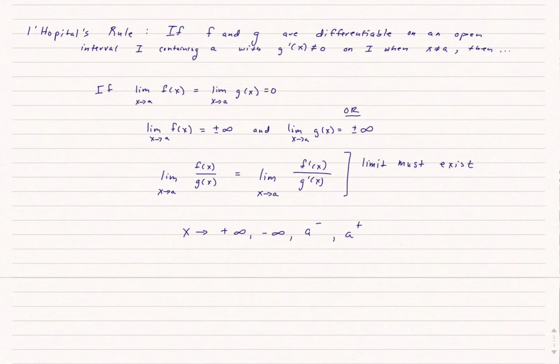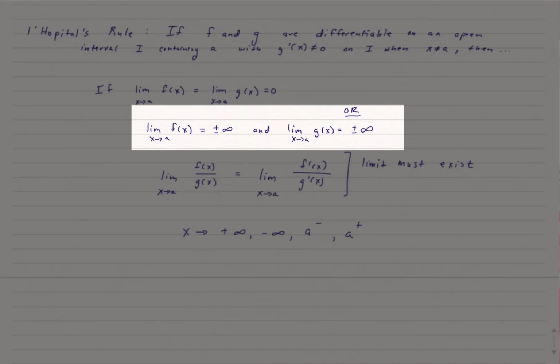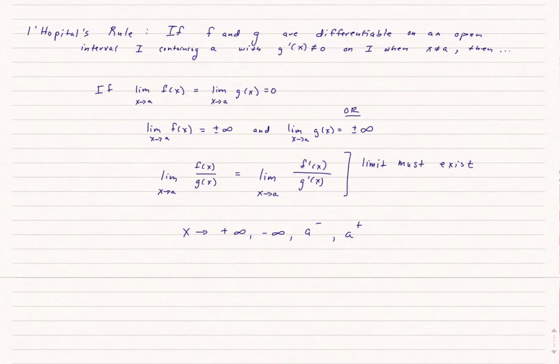Before I do an example, however, let me write explicitly our new L'Hopital's rule. I've simply added this bit. That is, if the limit of f of x as x approaches a is plus or minus infinity, and the limit as x approaches a of g of x is also plus or minus infinity, in addition to when they're both equal to 0, I can also use L'Hopital's rule.